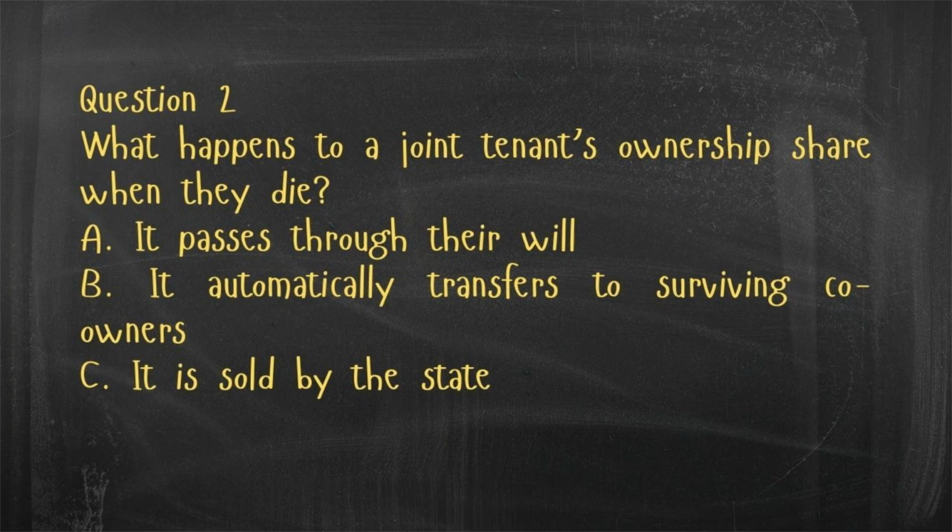Question number 2. What happens to a joint tenant's ownership share when they die? A. It passes through their will. B. It automatically transfers to surviving co-owners. C. It is sold by the state. The answer is B. It automatically transfers to surviving co-owners.